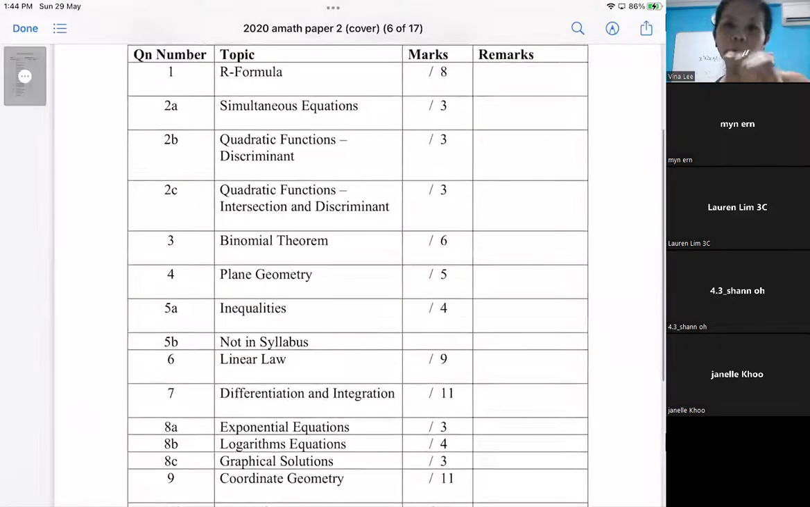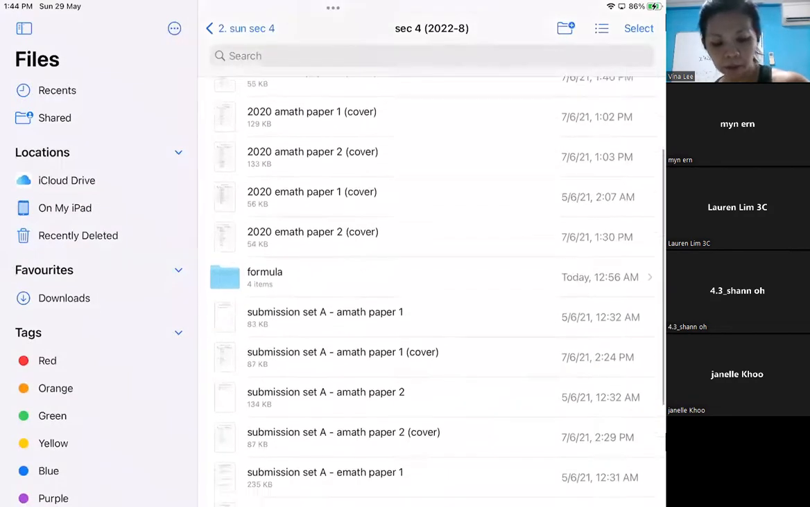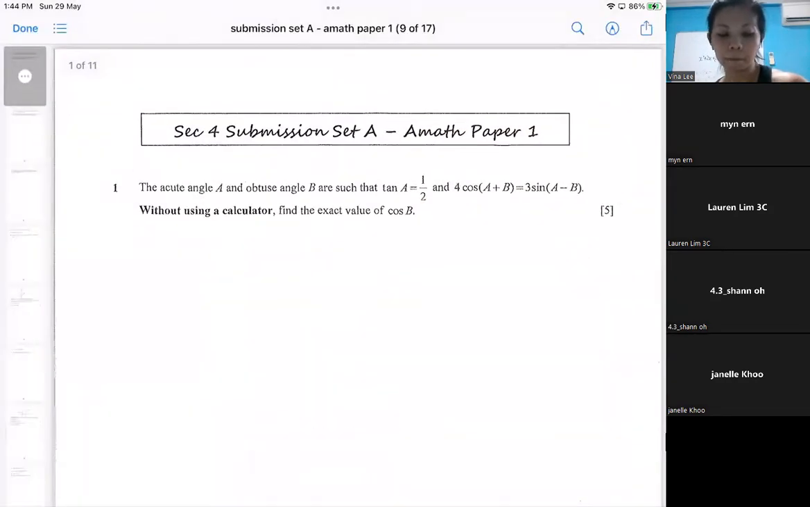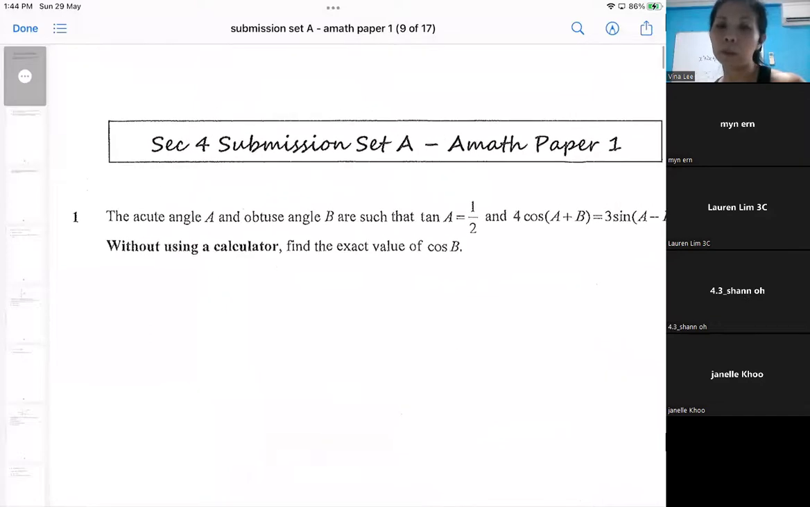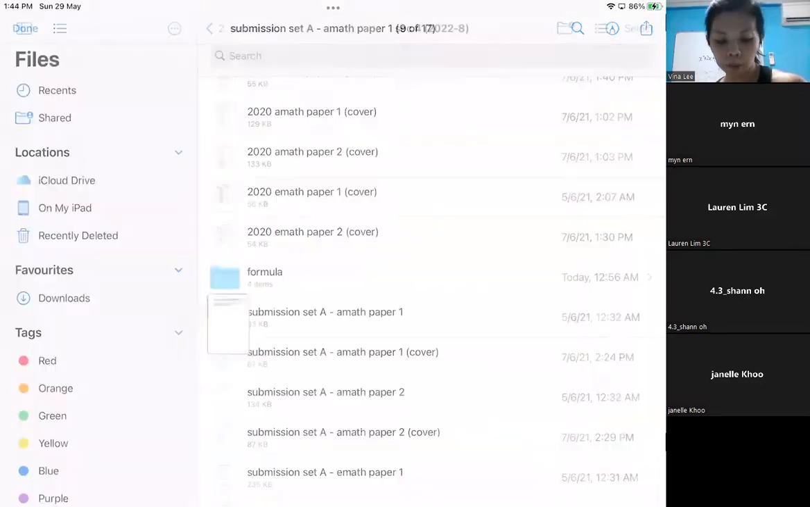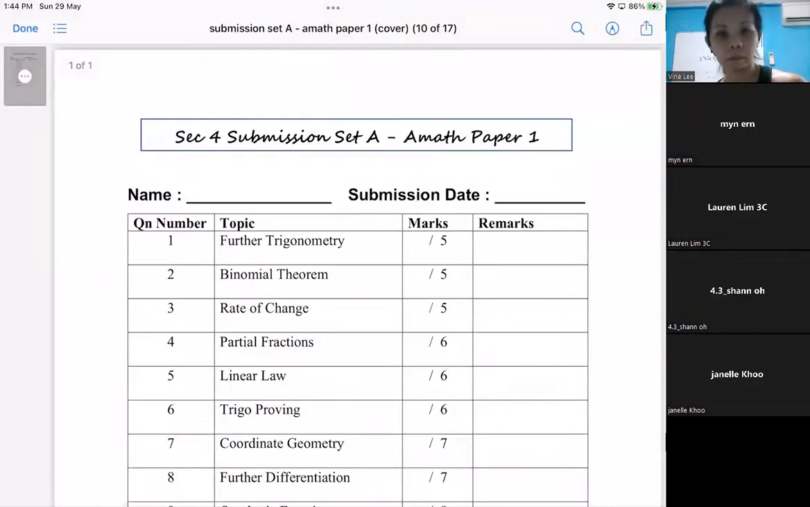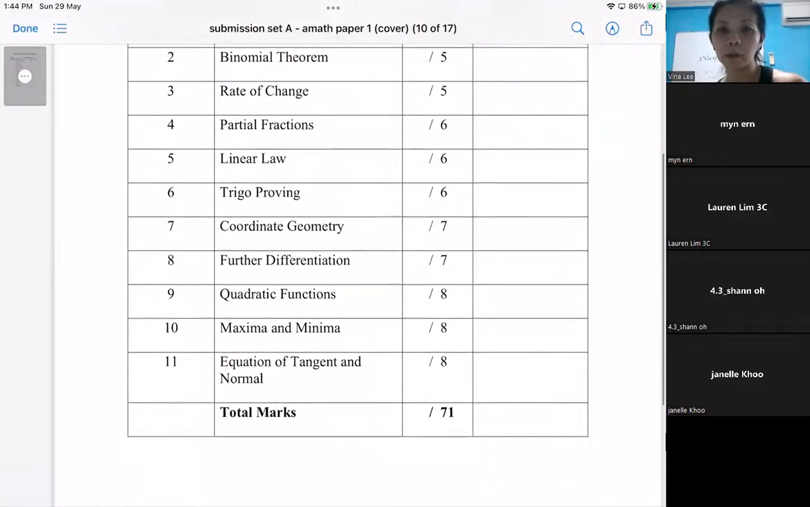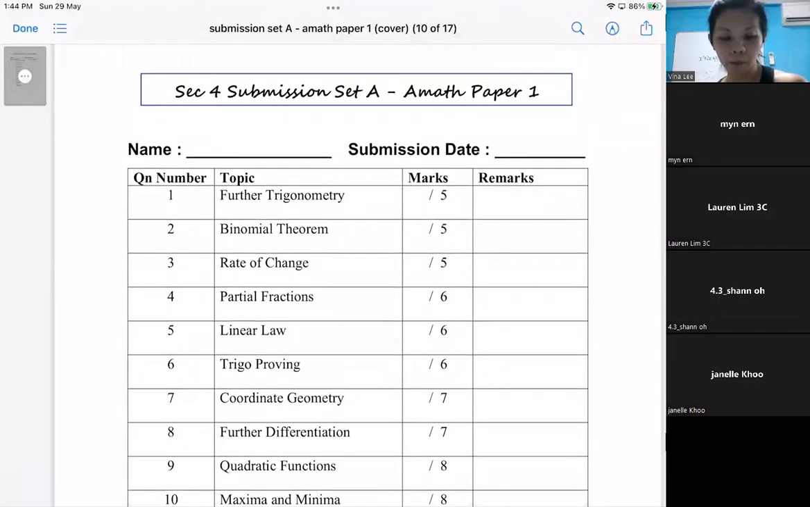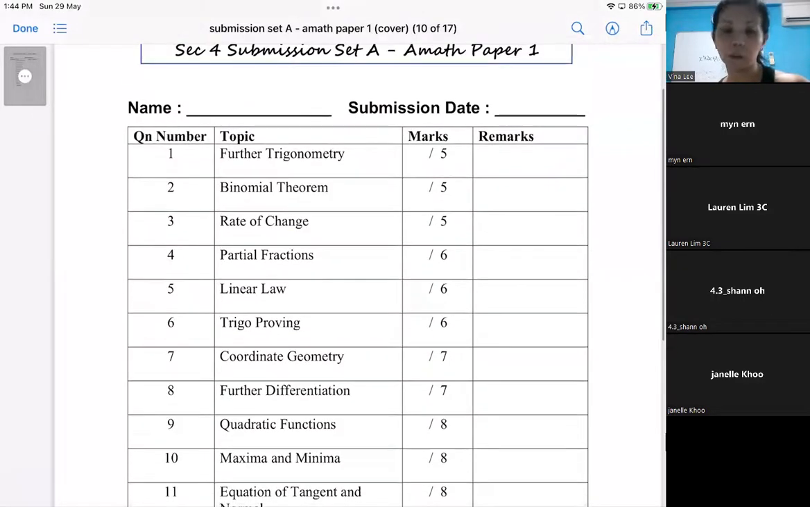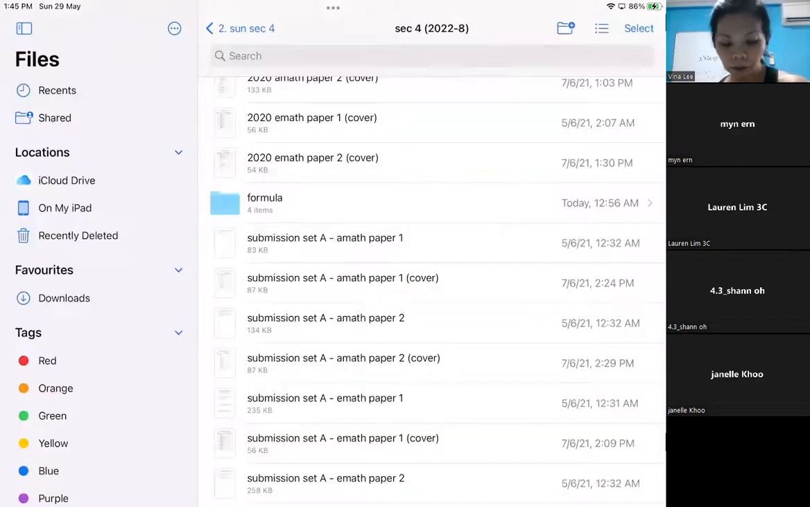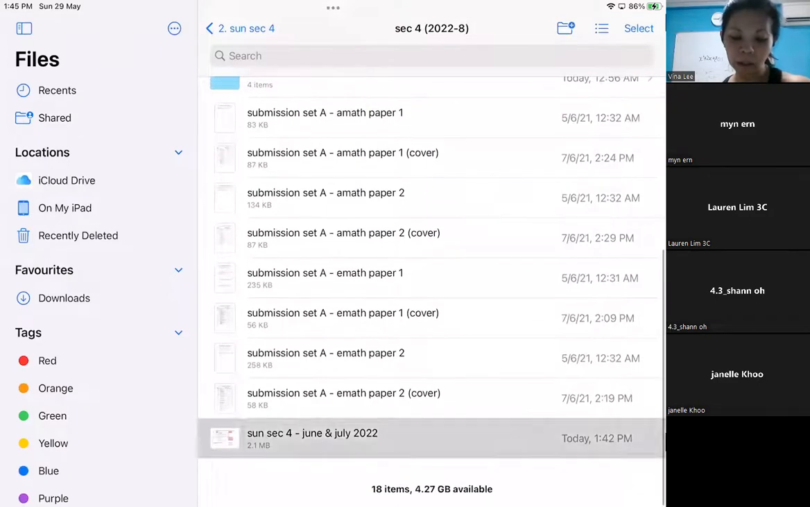All this will be found in your envelope number 8 next week. Whether E-Math or A-Math, the prelim paper will be here. So submission set A will be the prelim paper. The prelim paper also comes with a cover page, and I will break down the topics and the marks for you. Please be aware you are receiving this next week.